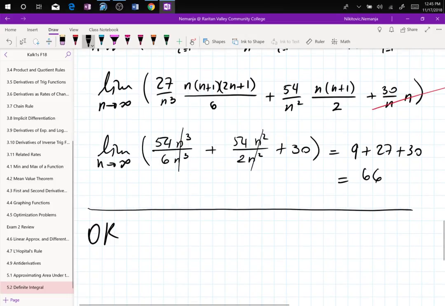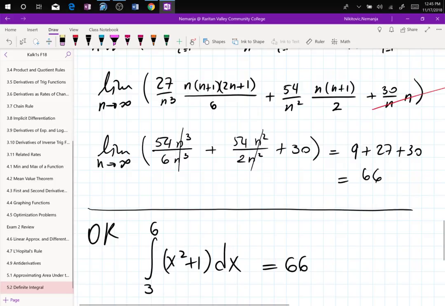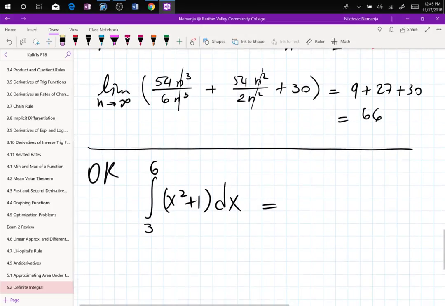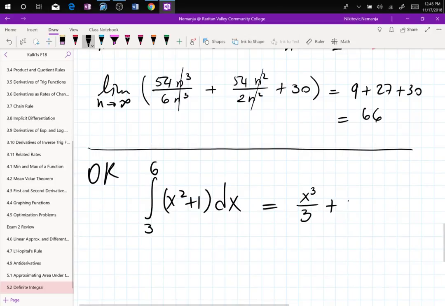Or you can say, what's the integral of x squared plus 1 dx from 3 to 6? Do I need a book for this one too? And get 66. Because what's the integral of x squared? It's x cubed over 3 plus x.